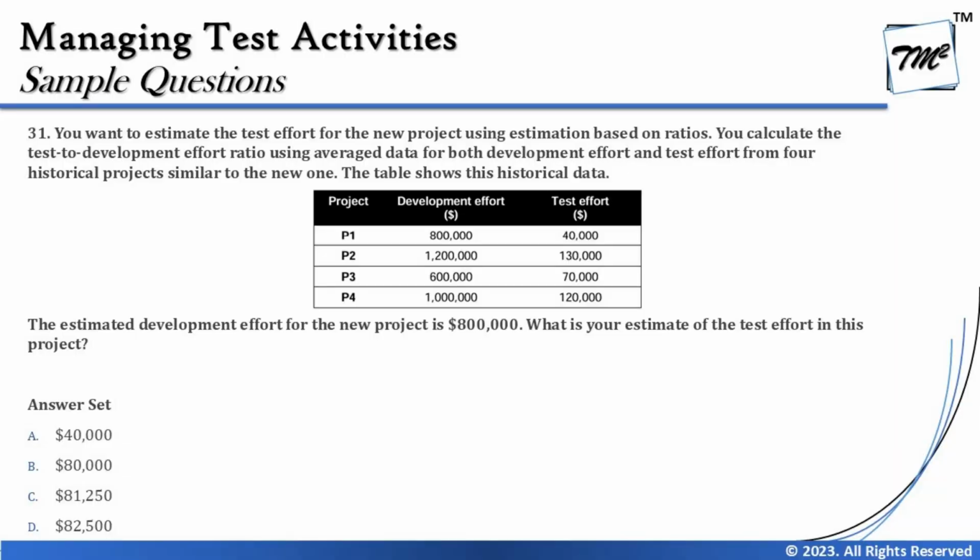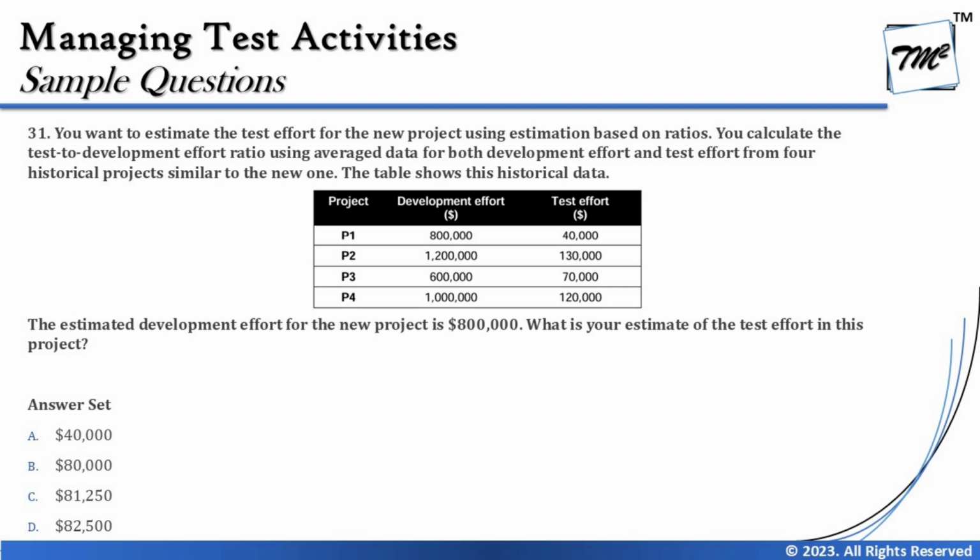So to come to the second part of the question, that says the estimated development effort for the new project is 800,000. What is your estimate of the test effort in this project? Having this calculation already done, we got the average of both, and we could measure the ratio: development cost is 900,000 on an average and testing cost is 90,000, which is exactly 10:1 developer to test ratio. And if you say test to development ratio, this is 1:10. So 1 time the test effort, 10 times the development.